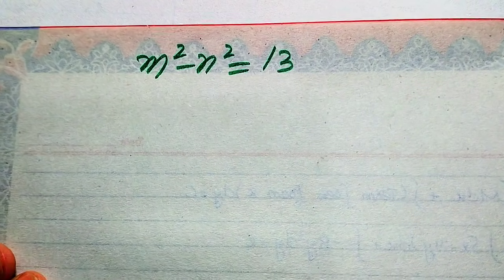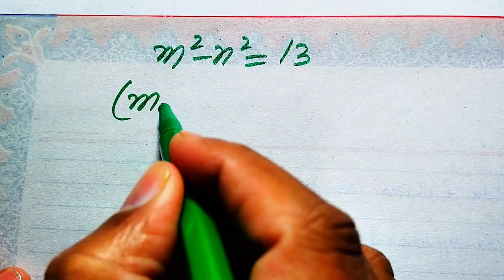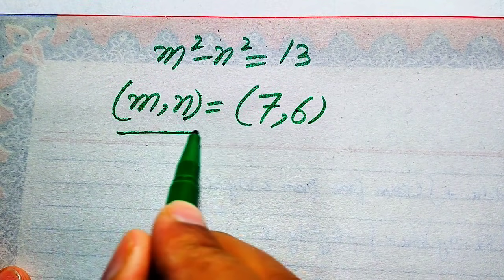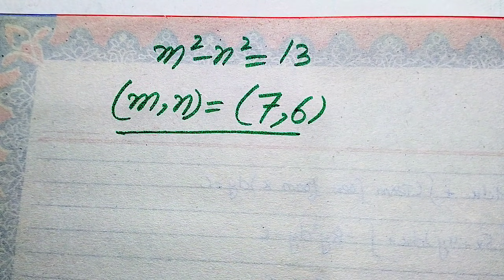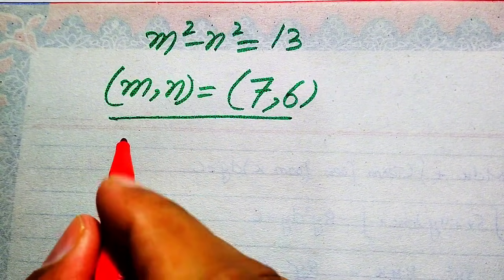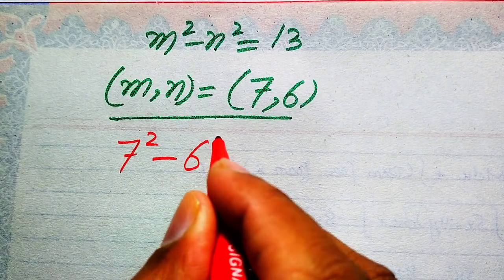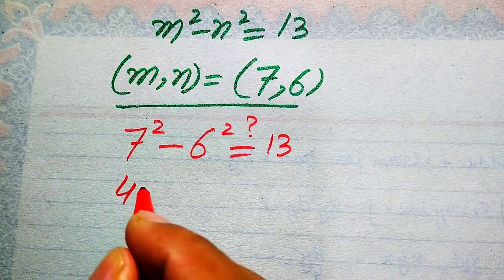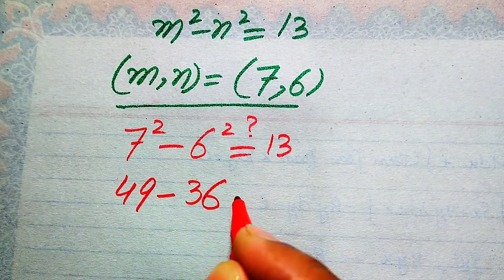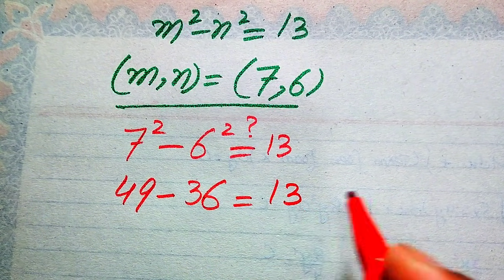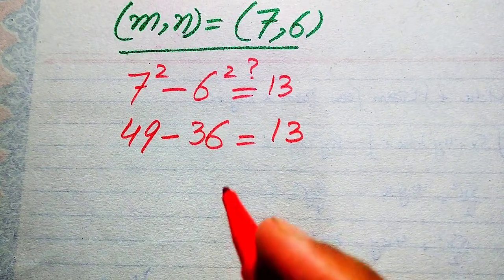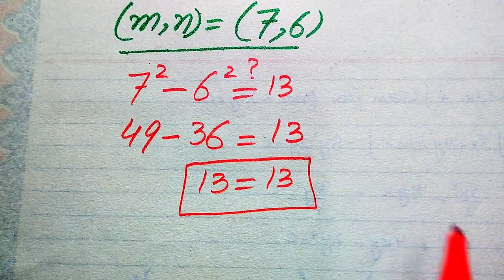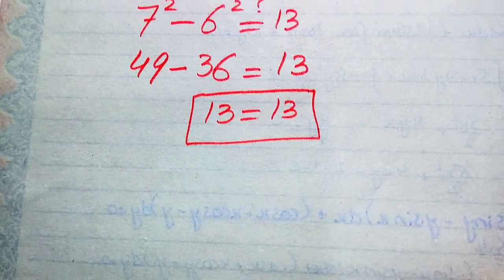Okay, so here first we verify the value of m, n equals 7 and 6. So we put both of these two values into the left hand side and we check its behavior. When you put it here, it becomes 7 square minus 6 square is equal to 13 or not. So 7 square becomes 49 minus 6 square becomes 36 is equal to 13 or not. So here you clearly see that it becomes 13 equals 13. So this shows that both of the sides are equal when we choose m, n equals 7, 6.